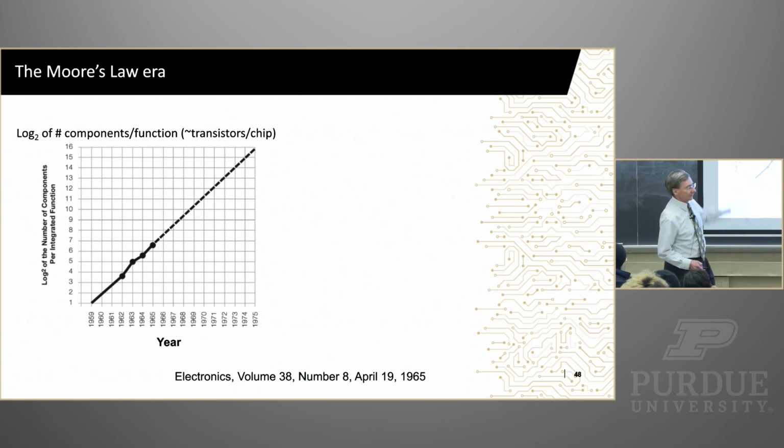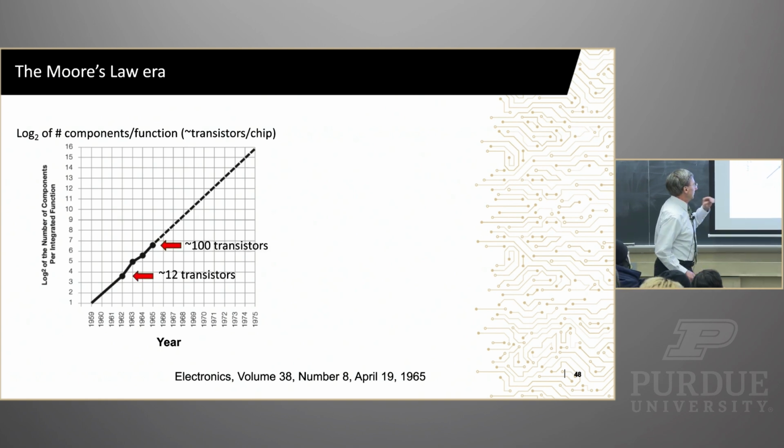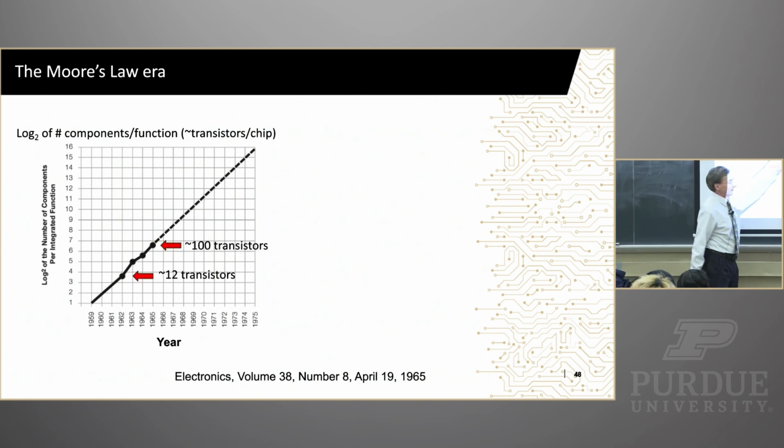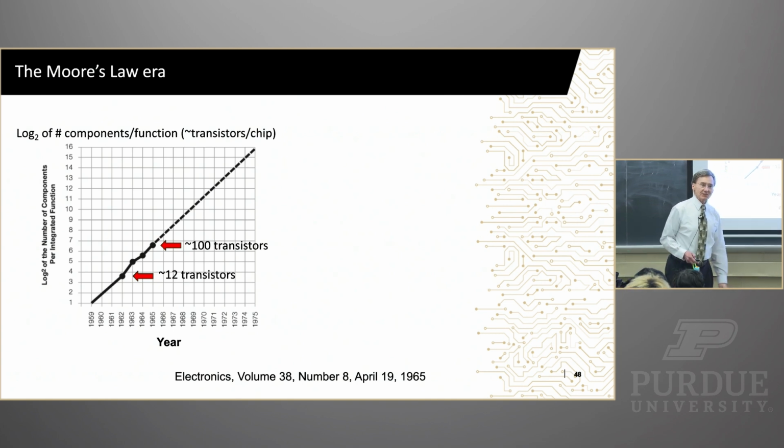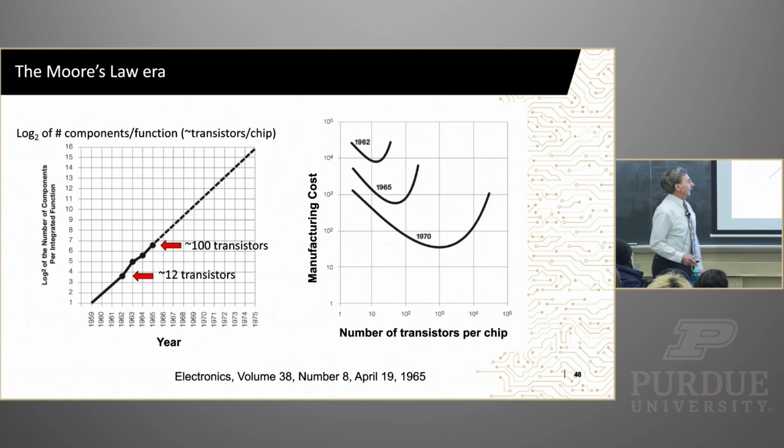And in case you're not good at reading log base 2, this was like 12 transistors on a chip, 100 transistors on a chip. So this is the very, very early days of integrated circuits, right? Not too far advanced from that transistor radio we talked about. And even back then, Gordon Moore said, well, it looks like every year or two the number of transistors is doubling. And this was Moore's law.